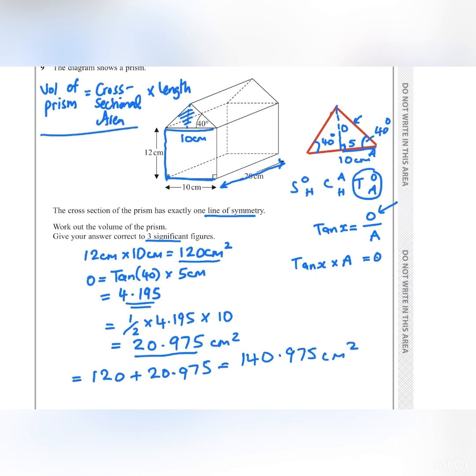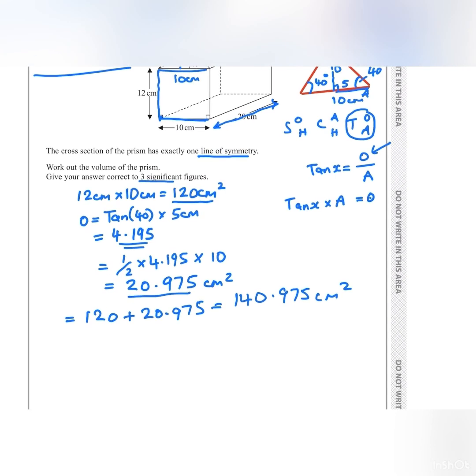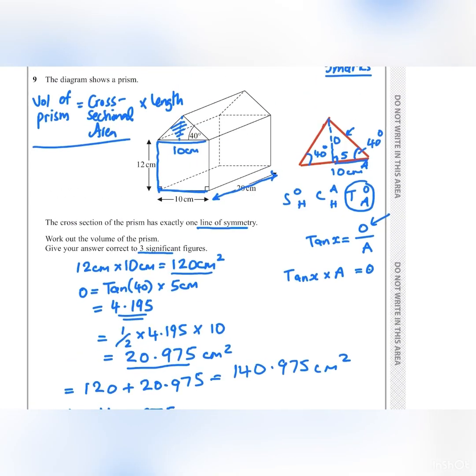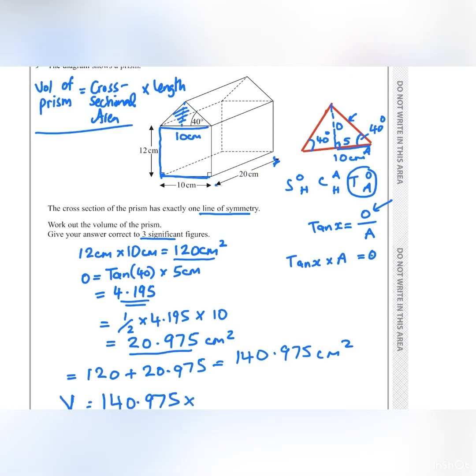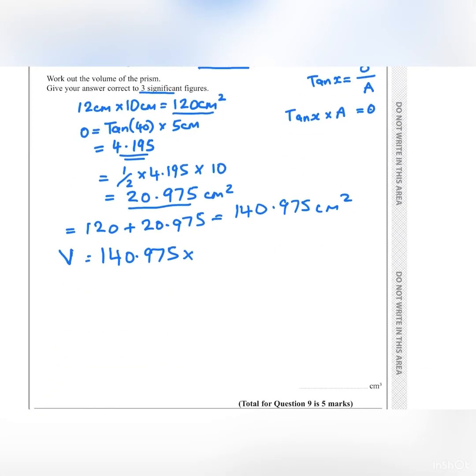So now go back to our formula at the top there to work out the volume. Okay, so the volume is going to equal 140.975 times by the length of the shape, which over here was 20 centimeters. So 20 centimeters. And that should give us 2820 to 3 significant figures. Okay, so that is the answer for this question.